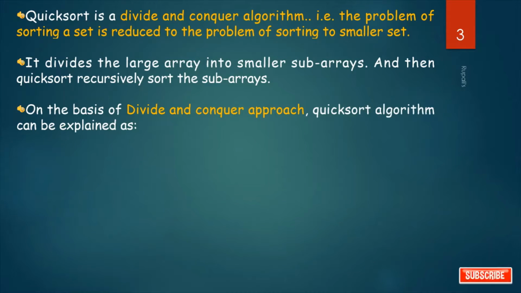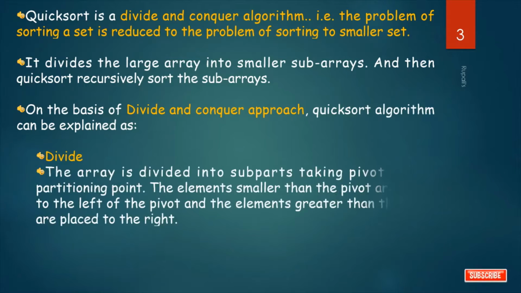On the basis of the divide and conquer approach, the quicksort algorithm can be explained as: first, divide. Means what? The array is divided into subparts, taking the pivot as the partitioning point. So from the pivot you have to divide it. The elements smaller than the pivot are placed to the left of the pivot. The elements which are greater than the pivot are placed to the right of the pivot. That is the divide approach.